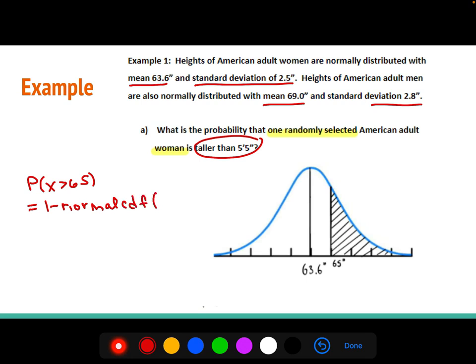And that is 1 minus the normal CDF of negative 9999, because we want our smallest number. Our mean for our women is 63.6, and our standard deviation is 2.5. And so our probability is 0.2877.